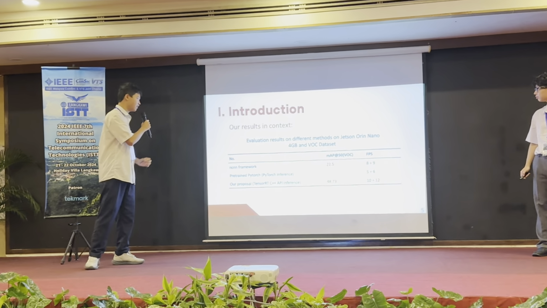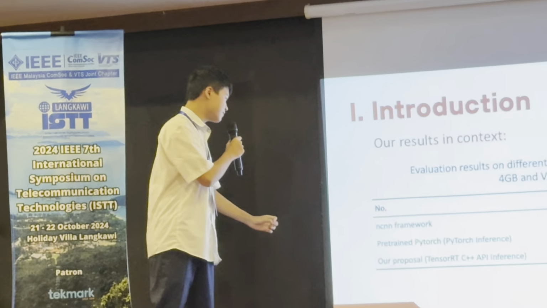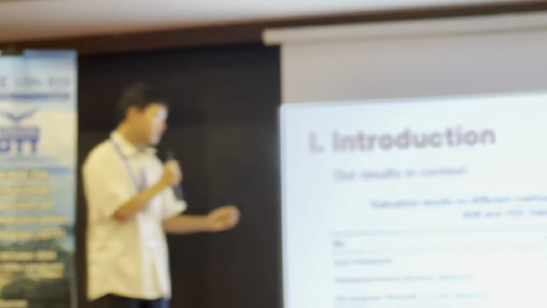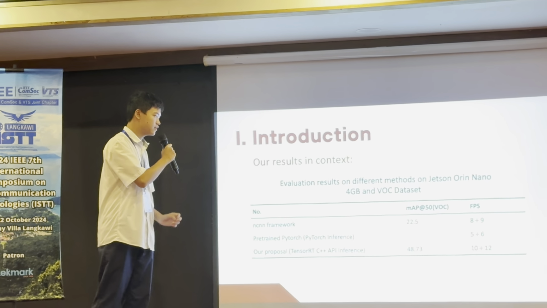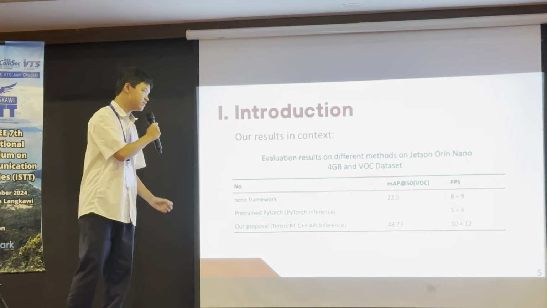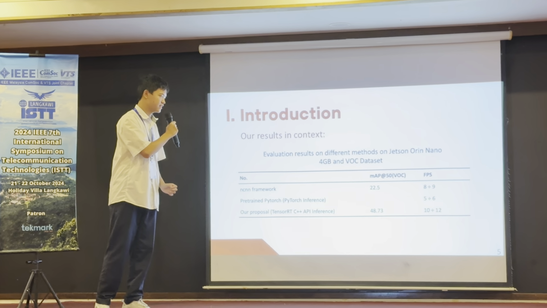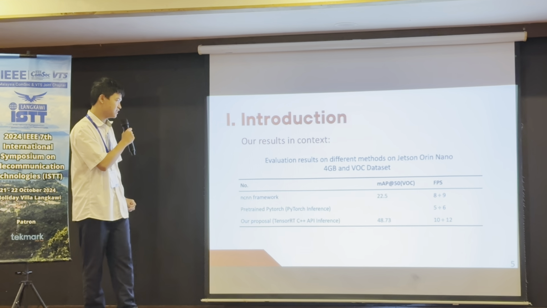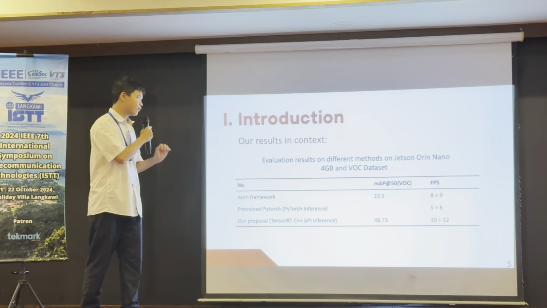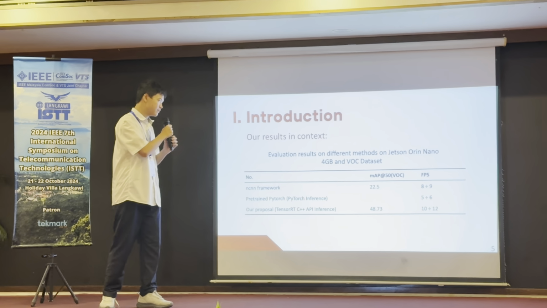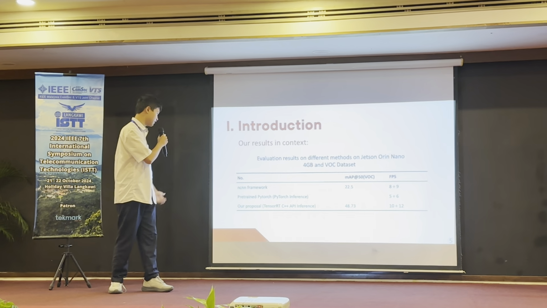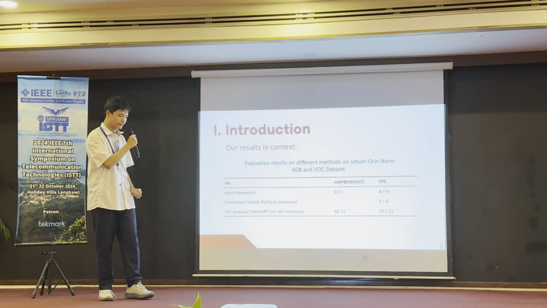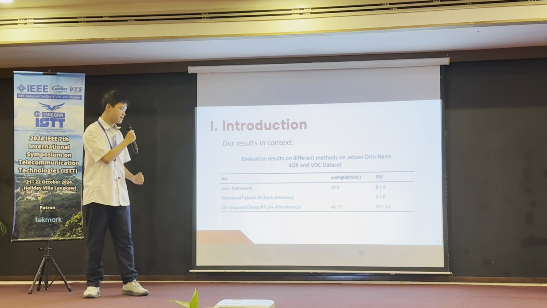Now, here is a short result. The traditional framework has a MAP value of 20.5 on the VOC dataset, and a frame per second of 8 to 9. The pre-trained PyTorch is about 5 to 6 FPS, and we have not computed the mean average precision of the pre-trained PyTorch. In our proposal, we have a MAP value of 48.73 and an FPS of 10 to 12.